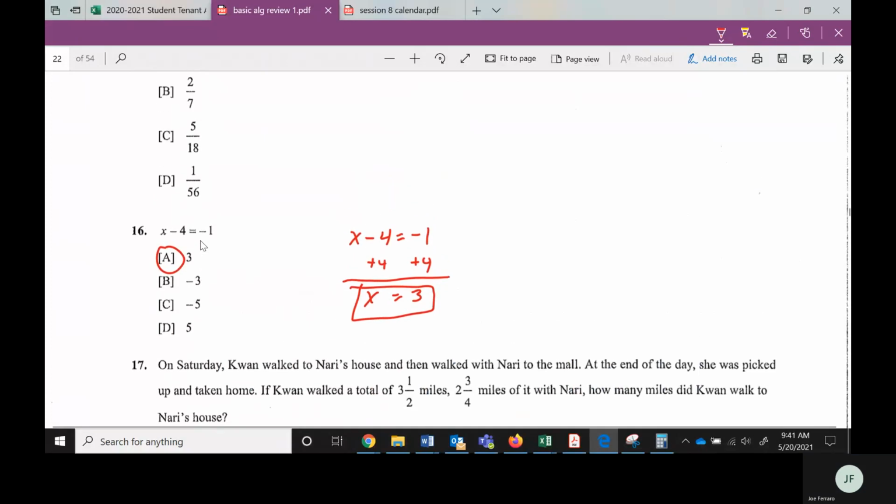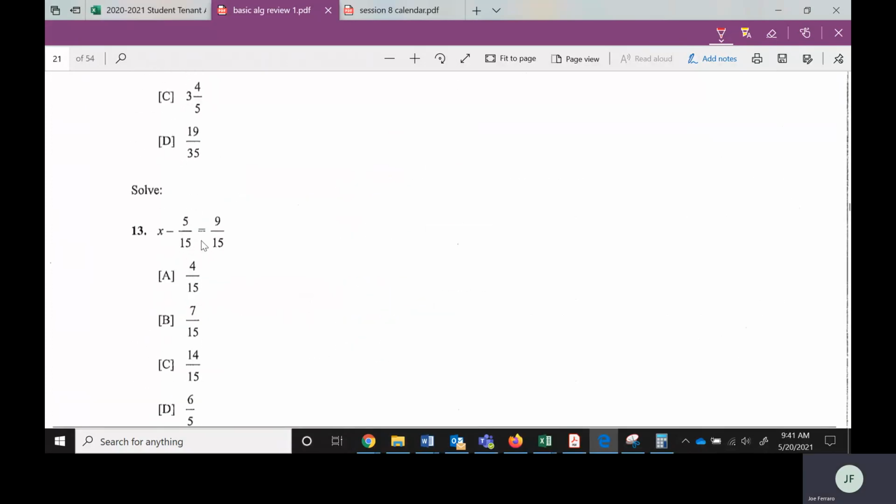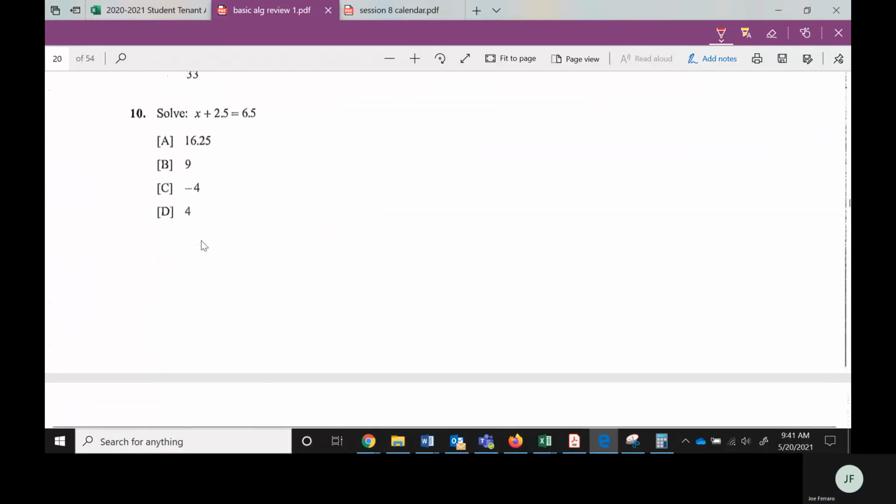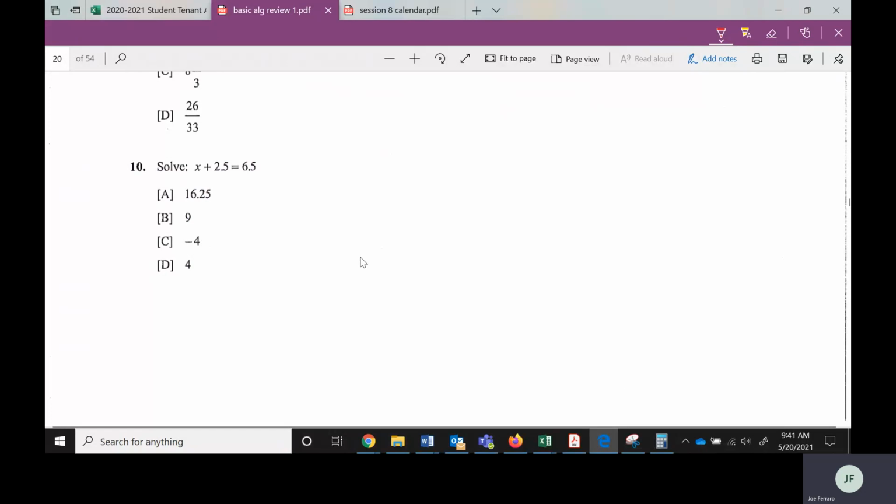Okay. I'm going to turn back to problem number 10. Not really much harder. We're just going to start involving decimals and fractions now. So decimals won't be much different at all. You may have to use a calculator more, but the steps are going to be the exact same. X is having 2.5 added to it, so the opposite of that is subtract 2.5.